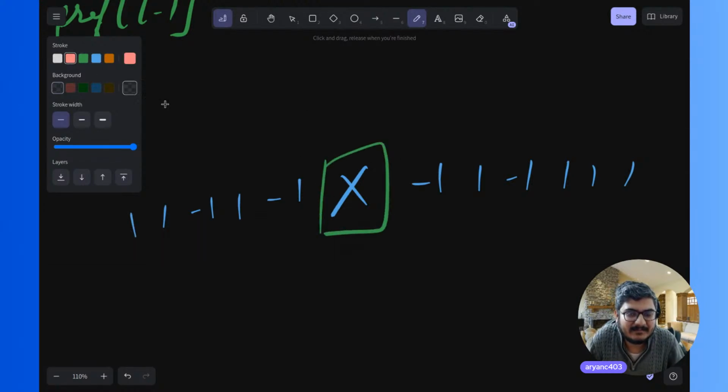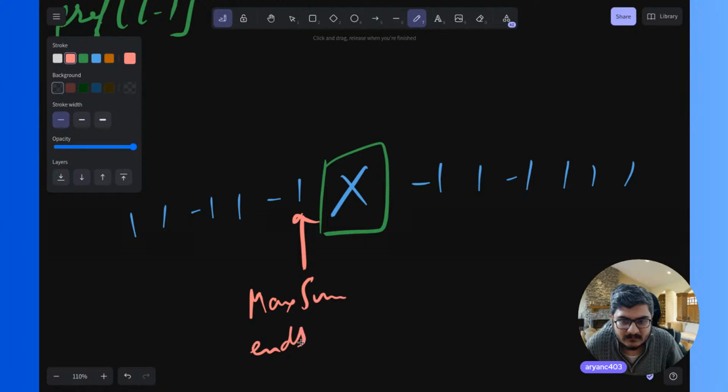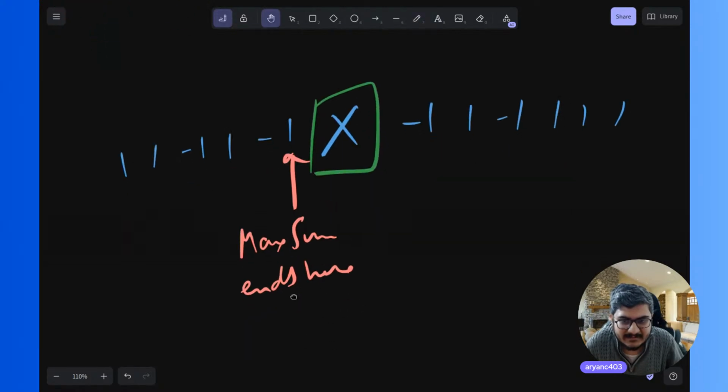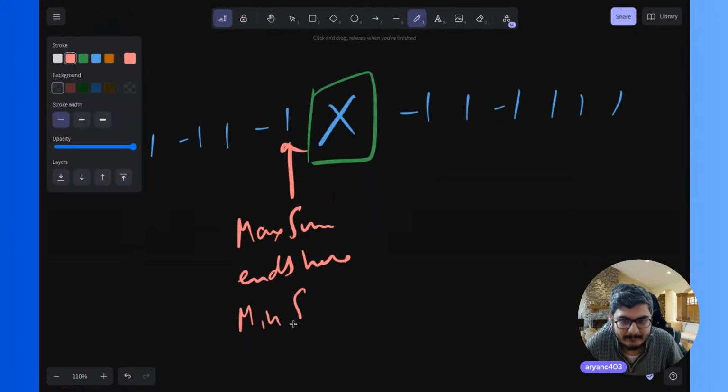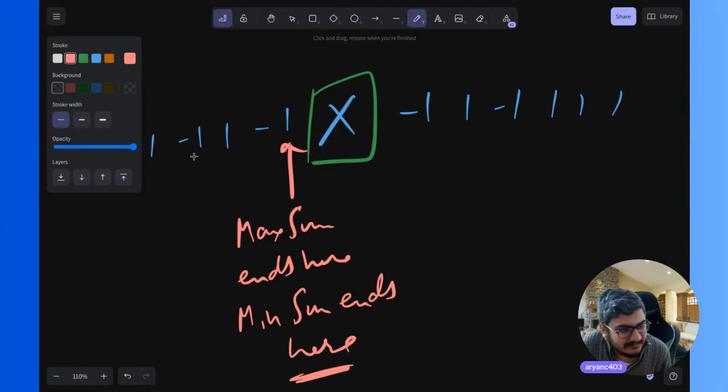Now we need to find the maximum possible sum which ends at this, and the minimum sum that ends here. You can probably find the minimum prefix sum here and the maximum prefix sum here, kind of thing. Like Kadane does not work. And similarly, you should find the maximum and minimum sum that starts here.